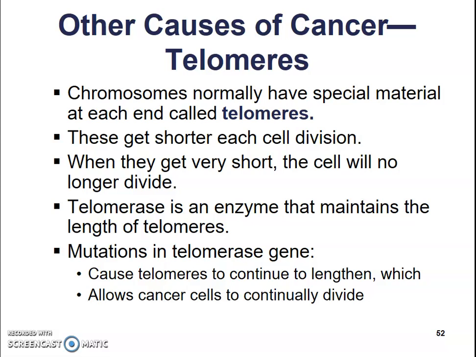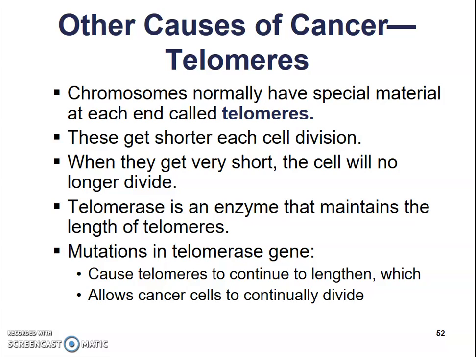Chromosomes normally have a special material at each end called a telomere. They are a long strand of thymine at the end of a cell. Not the end of a cell, sorry, the end of a chromosome. And with each cell division, they get fewer and fewer. And when they get too short, the cell just stops dividing.